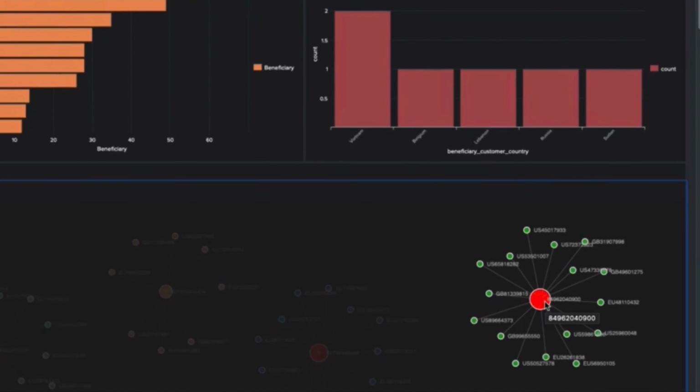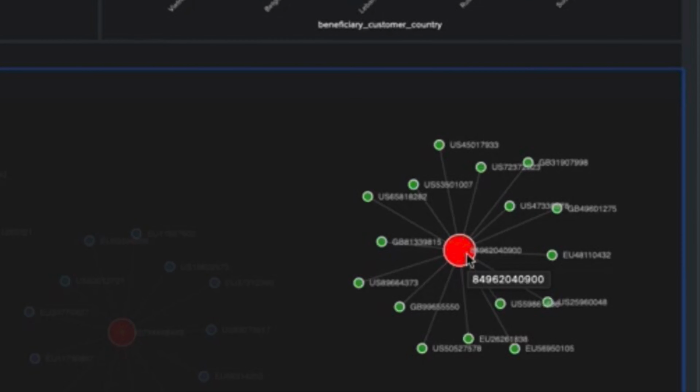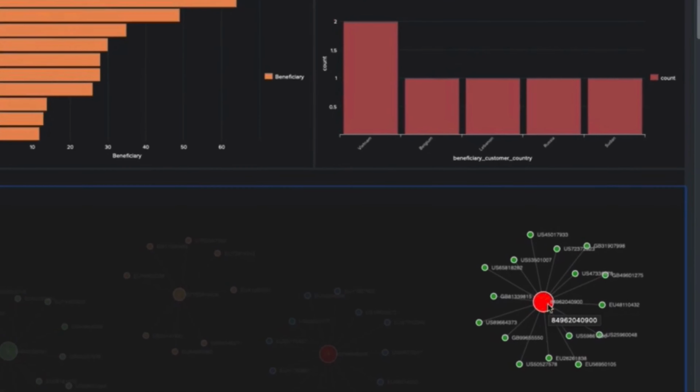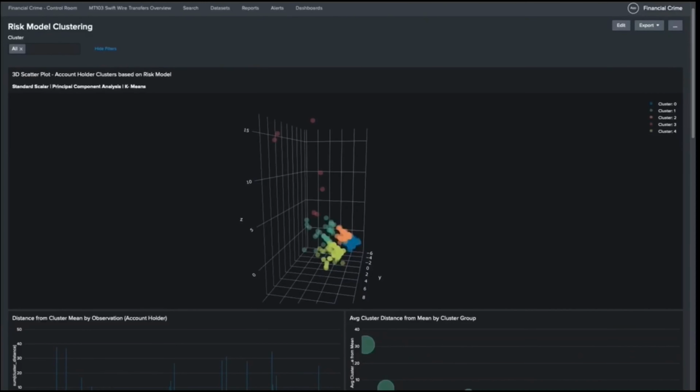In this example, we've identified a group of colluding accounts that are wiring small but frequent amounts of money to a target account in a country ranked as high risk for money laundering. By spreading the transactions across many accounts, criminals hope to avoid detection and launder vast amounts of money under AML limits. Splunk analytics can be used to develop AML models that are both statistics and machine learning based. And with that, let's look at some machine learning.